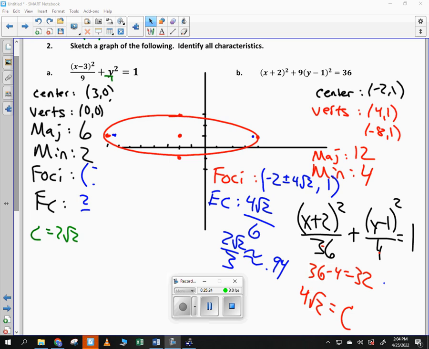Parabolas, or ellipses. Tomorrow we do hyperbolas, and then Wednesday you have a day to work on all 3 of them. Okay? Good job, everybody.